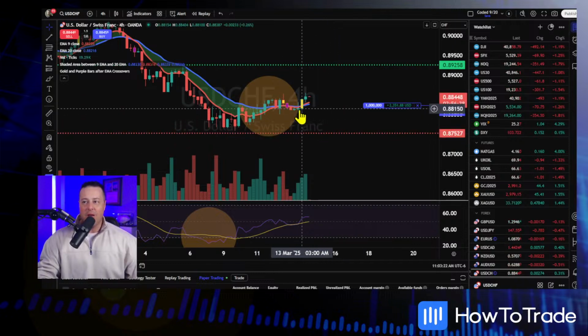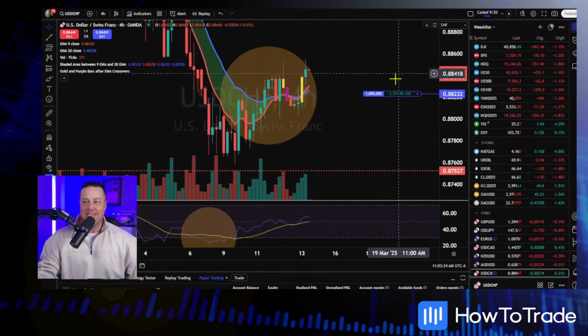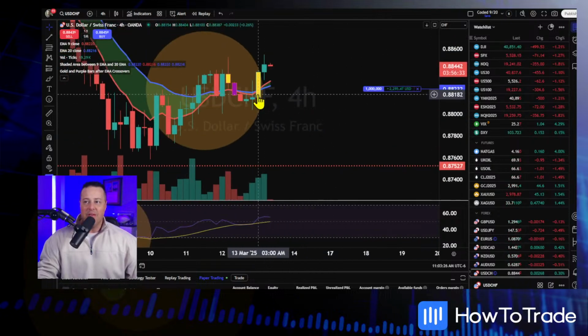Remember this, we bought it on a pullback yesterday, and you can see the latest sort of in our little coding expedition. There was your latest buy signal as that 9 crossed over the 20.